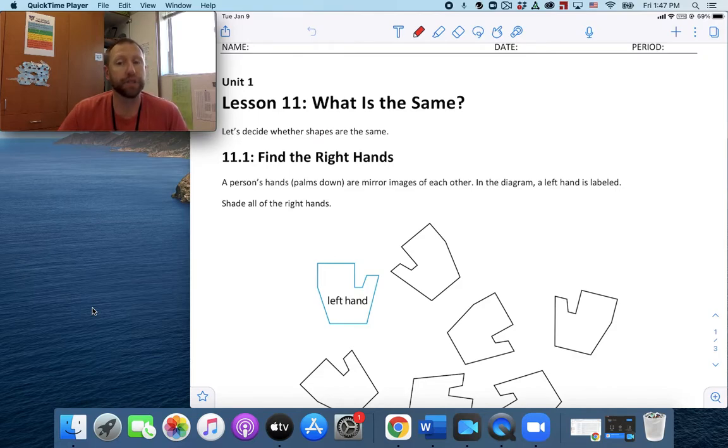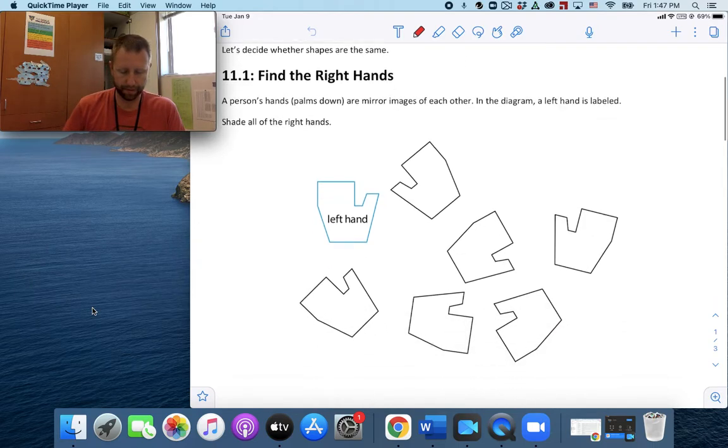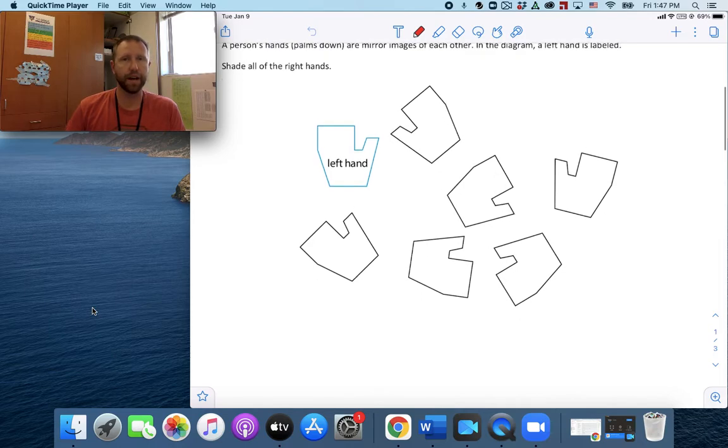Are mirror images of each other, which, yeah, you hold out your hands, palm down, they do look like mirror images of each other. In the diagram, a left hand is labeled. They're asking us to shade all of the right hands. So take a second, maybe pause the video, see if you can shade in all of those right hands. All right, let's see how we did.